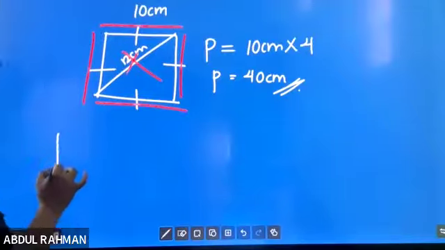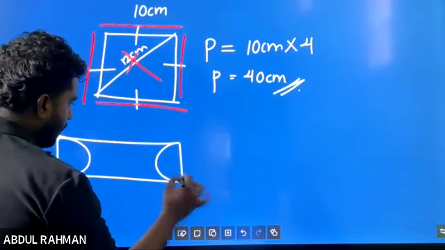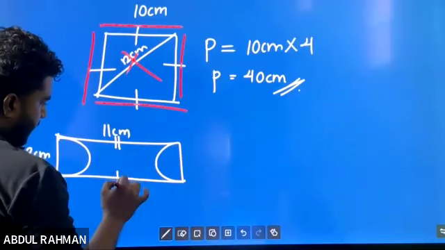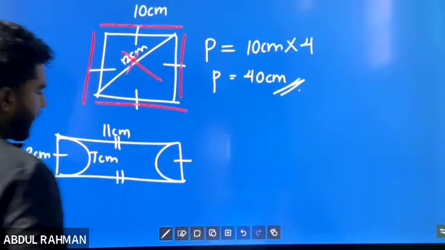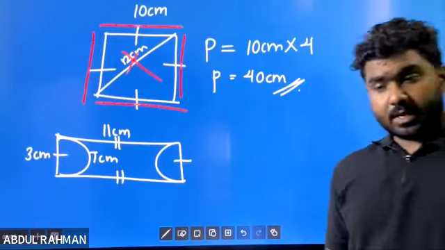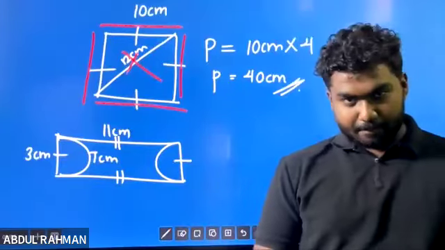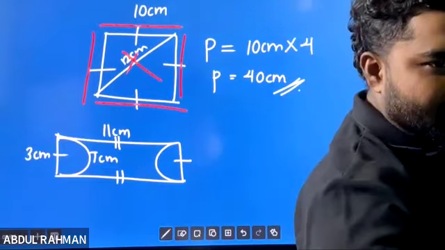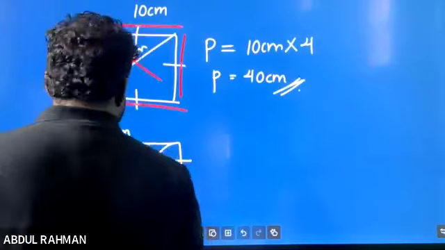Right. Now coming to another. This is 11 centimeter. This is 3 centimeter. And this is a rectangle, so opposite sides are equal. And I'm saying this is 7 centimeter. Can I know what is the perimeter of this diagram? Come on. Yes, got an answer. Okay, fine.